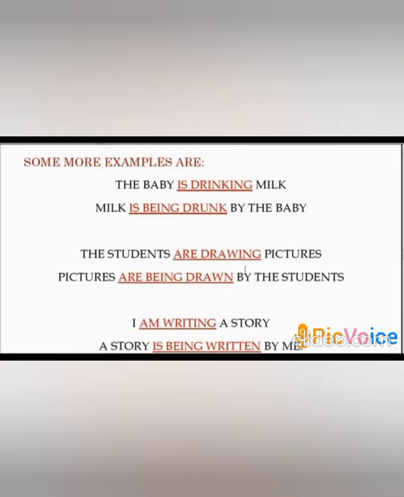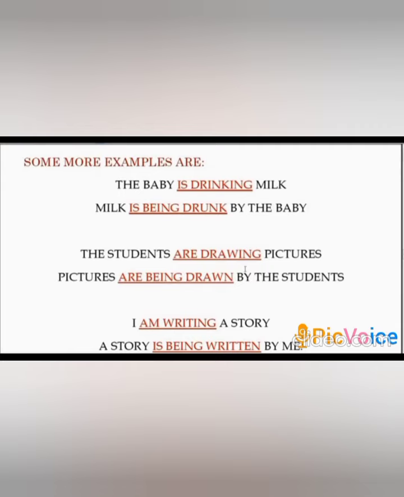Some more examples are the baby is drinking milk. Here the object milk has become the subject. Milk is, the auxiliary verb is added, and for drinking being is added, then for drink the V3 form is drunk, by the baby has become the object.